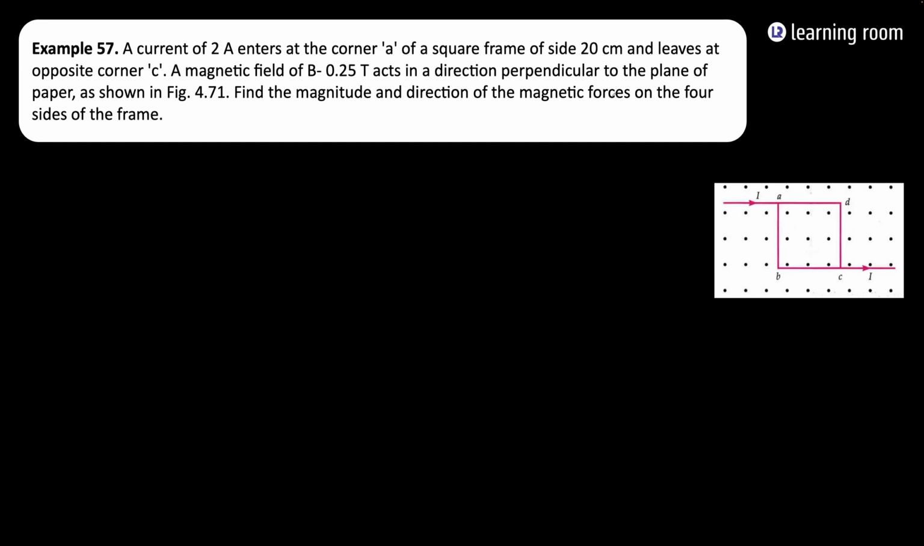A current of 2 ampere enters the corner A of the square frame of side 20 centimeter and leaves the opposite corner C. A magnetic field B, that is 0.25 Tesla, acts in the direction perpendicular to the plane of the paper. So is it outward or inward? Dots are outward, no? So the magnetic field of 0.25 Tesla is actually in the outward direction as shown in this figure. Find the magnitude and direction of the magnetic forces on the 4 sides of the frame.